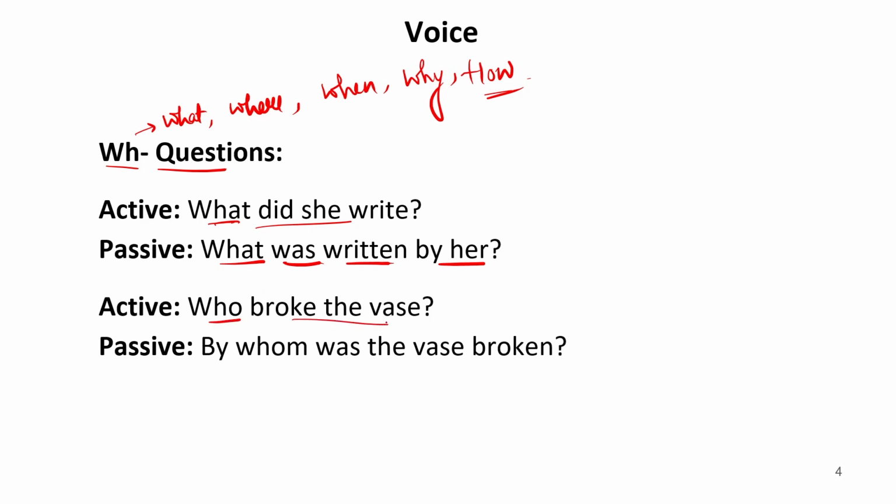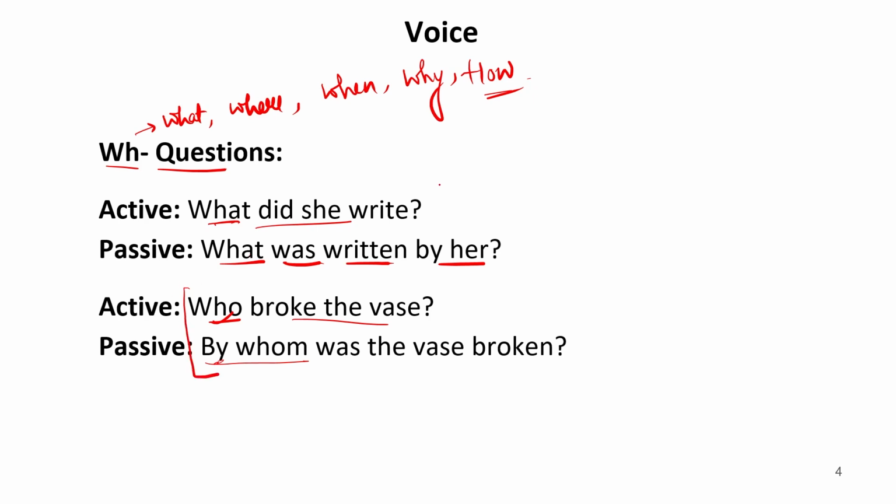Now who broke the vase? This word who, when it is converted into objective case, is used like by whom. So we use preposition by over here only. So by whom was the vase broken? So this is how we convert this type of active sentence into passive voice.